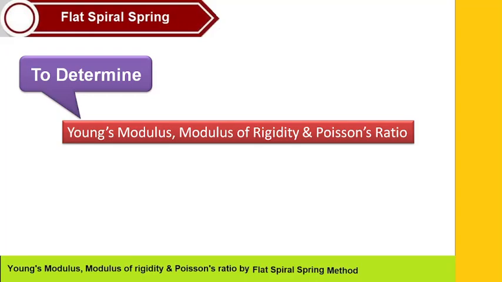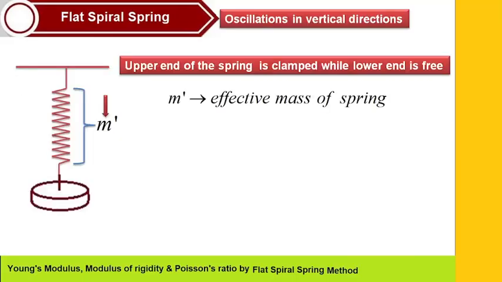Flat spiral spring method is used for determining Young's modulus, modulus of rigidity, and Poisson's ratio. It is divided into two parts: oscillations in vertical directions, as shown in the figure.